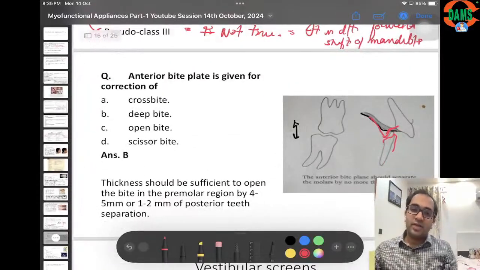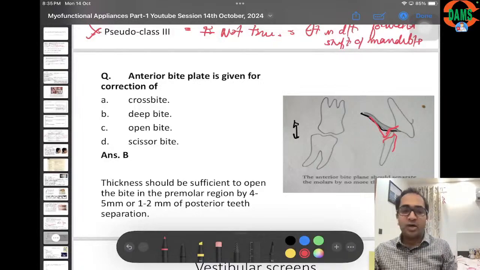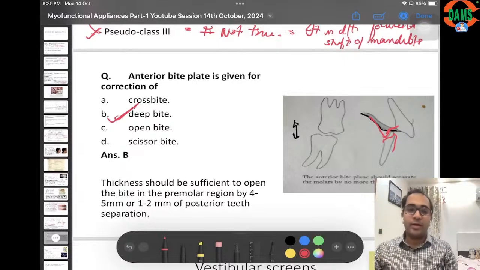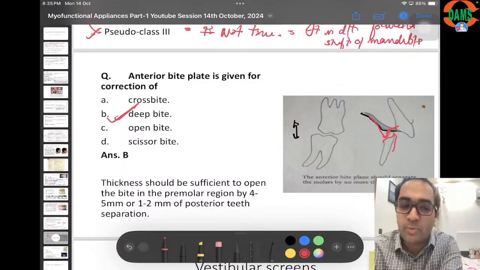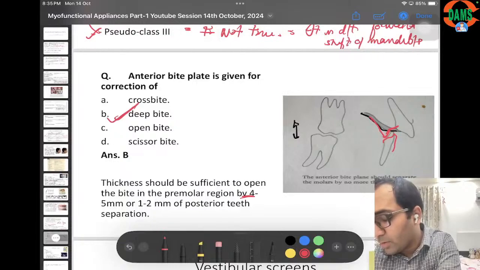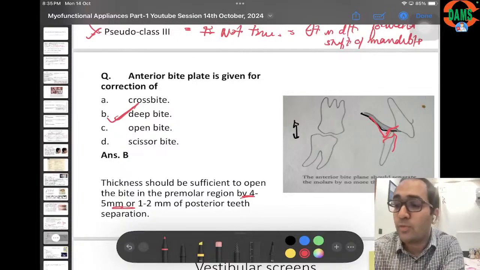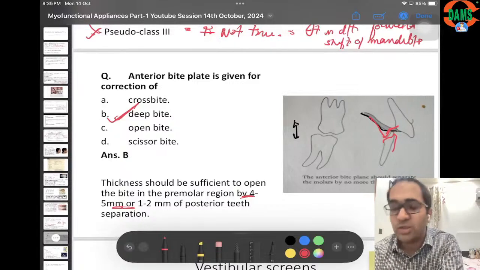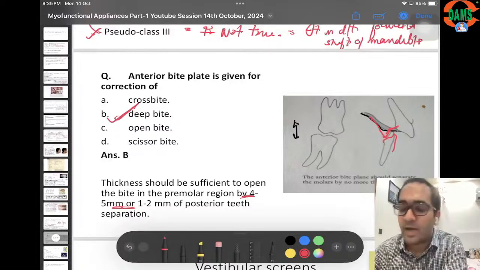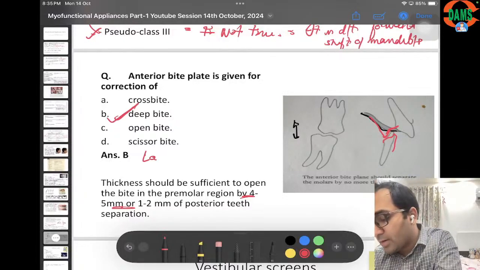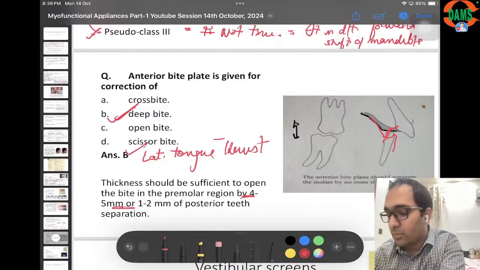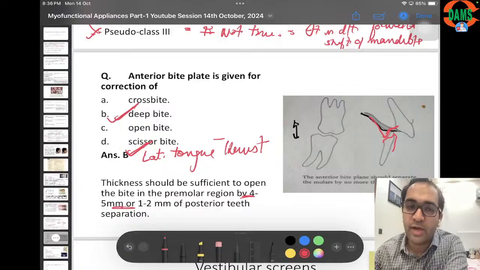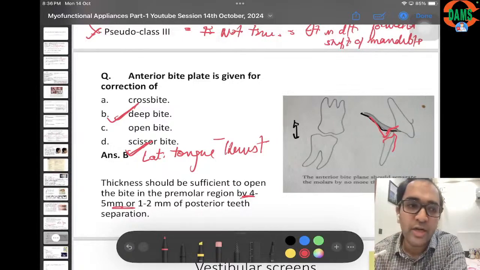Again a question: anterior bite plane is given for the correction of cross bite, deep bite, open bite or scissor bite? It's used for the correction of deep bite. So how much thickness should there be of the anterior bite plane? It should be thick enough to sufficiently open the bite in the premolar region by 4 to 5 mm, or 1 to 2 mm in the posterior teeth, not more than that. If it's more than that, again a question for exam: what are the side effects of the anterior bite plane? It can lead to the development of lateral tongue thrust. An important side effect or drawback of giving a high anterior bite plane: when space opens posteriorly, the tongue has a tendency to protrude through that space.